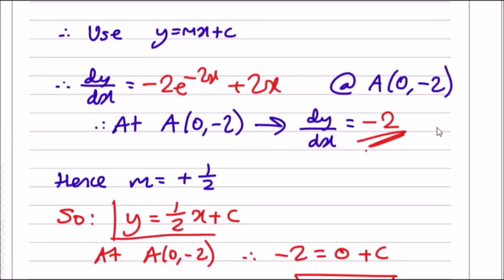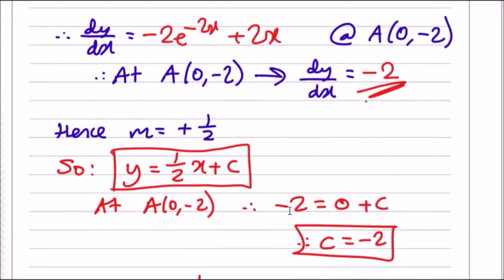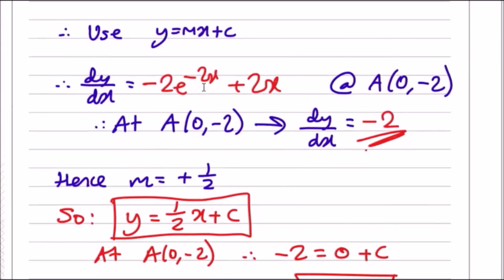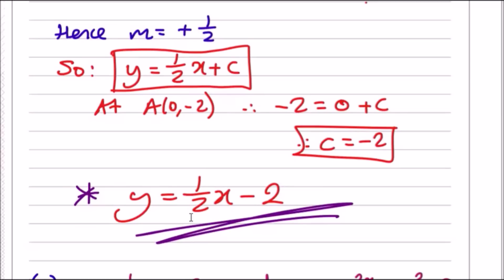And so far, our equation looks like this. Okay. Now to find c, just plug in any point on that line, and we got 0, minus 2. So replace x with 0, y with minus 2, and you should get something like this: minus 2 equals 0 plus c, and therefore c equals minus 2. And hence our final equation, replacing c with minus 2, we have y equals half x minus 2. And that's it, guys. That's the equation of the normal.